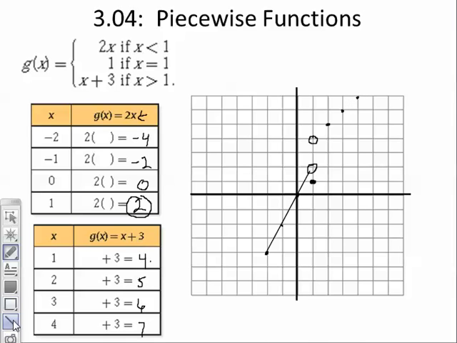So I can draw a line that's going to include all of those. It goes right up to that point, but doesn't include that point. That's what my piecewise function looks like in this particular situation.